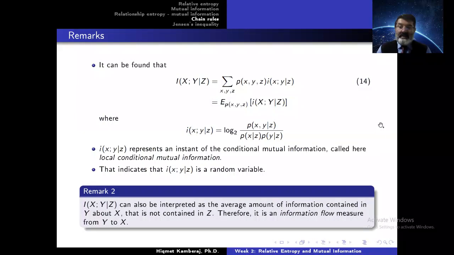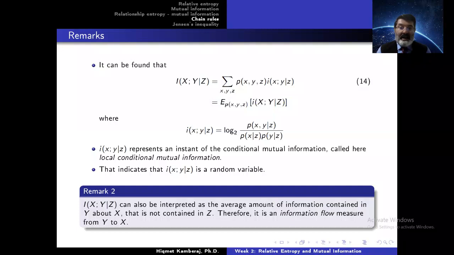It can be found that the mutual information between x and y given z is also equal to the triple sum over x, y, and z of the product of the joint probability mass function of x, y, and z times the little I between x and y given z, which is furthermore equal to the expected value, with probability distribution the joint probability mass function p of x, y, and z, of little I between x and y given z, where the little I between x and y given z equals the log with base 2 of the ratio of p of x and y given z over p of x given z times p of y given z.